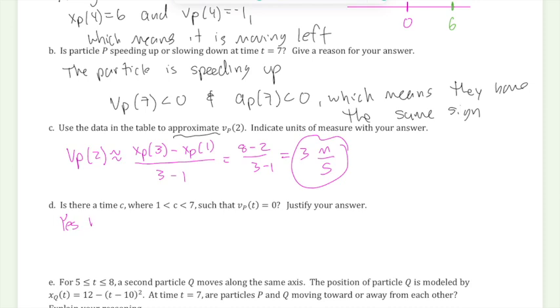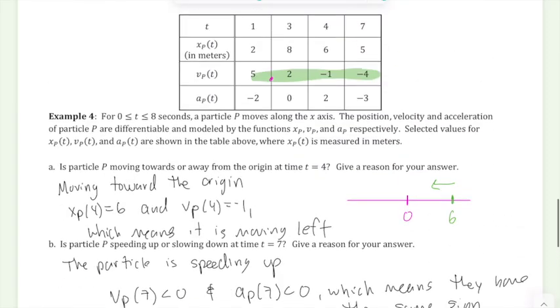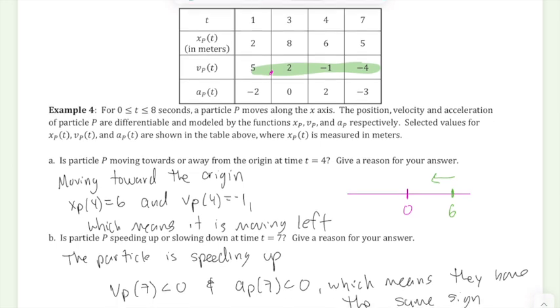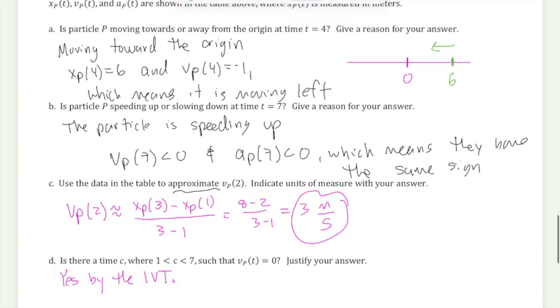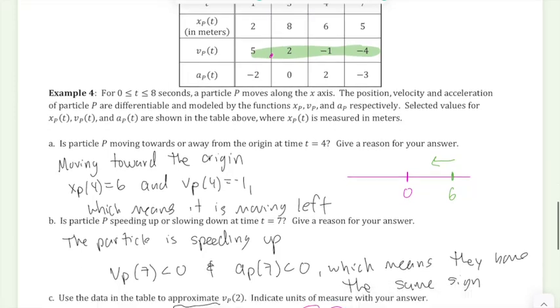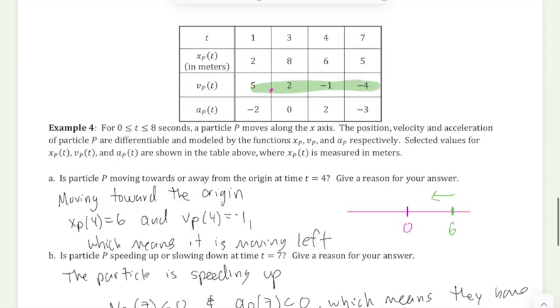So yes, by the IVT, intermediate value theorem. You would say the interval [3, 4] is part of the interval [1, 7]. And since it's differentiable, it is continuous. And then you would say the intermediate value theorem guarantees that there exists a c such that c is between 1 and 7, where the value at c equals 0, because 0 is in between 5 and negative 4.